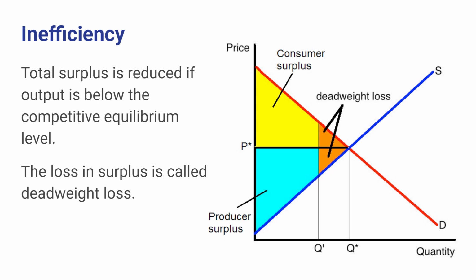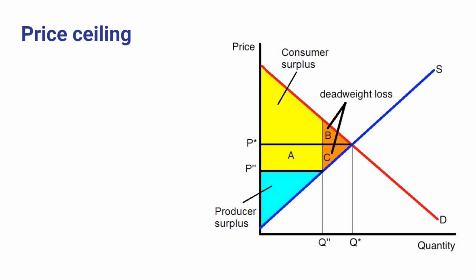The top portion of that represents a loss in consumer surplus, because consumers get no benefit from output they can't consume. And the bottom part is a loss in producer surplus, which is a loss that firms incur by not being able to sell those extra units at a price that's more than it would have cost them to produce that output. Now, let's talk about price ceilings and price floors.